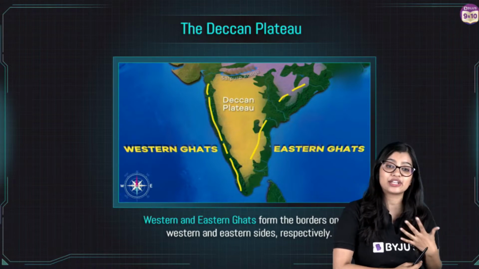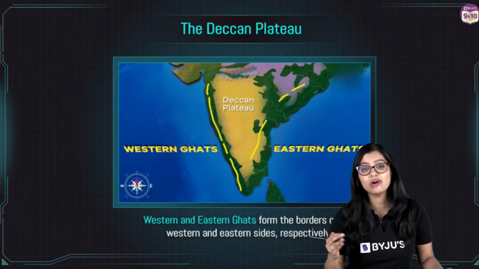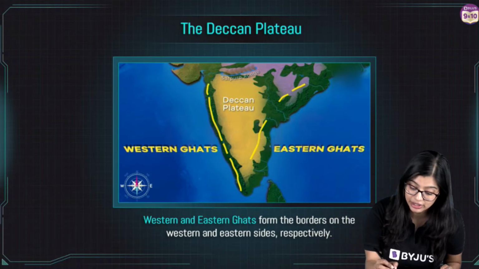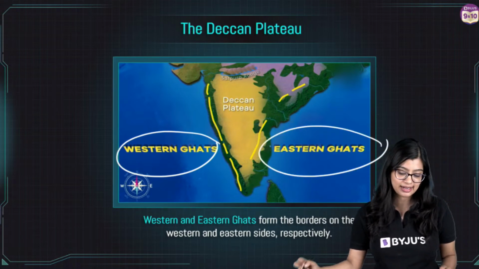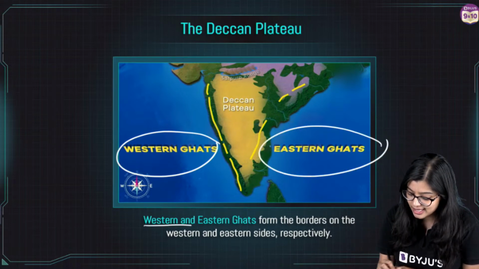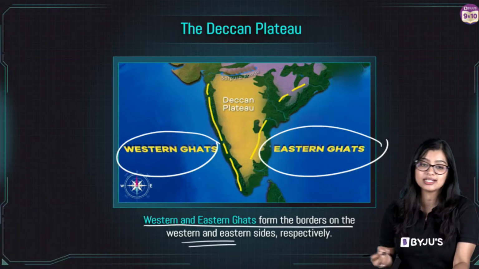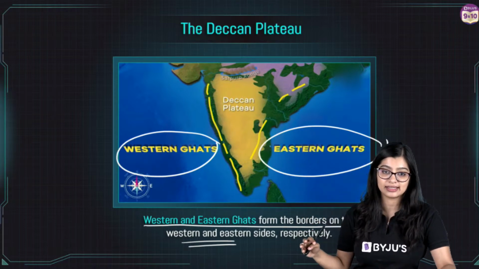So, this is again the location and extent of the Deccan Plateau. Now, one of the key features in the plateau region is the Western Ghats and the Eastern Ghats, right? The Western Ghats and Eastern Ghats form the western and eastern borders respectively.